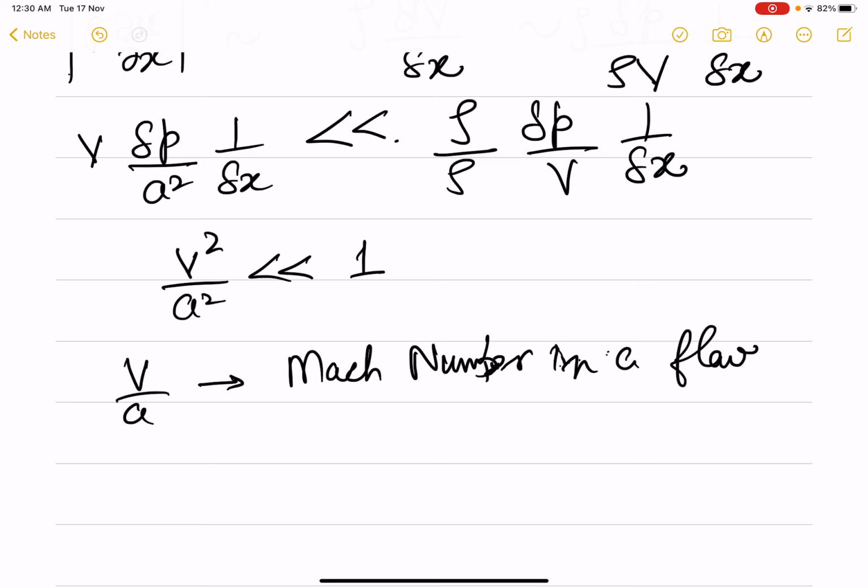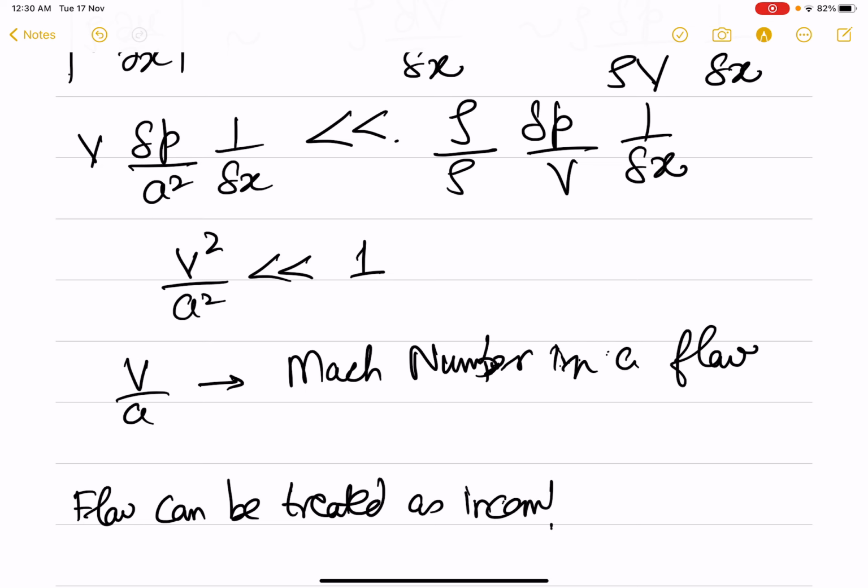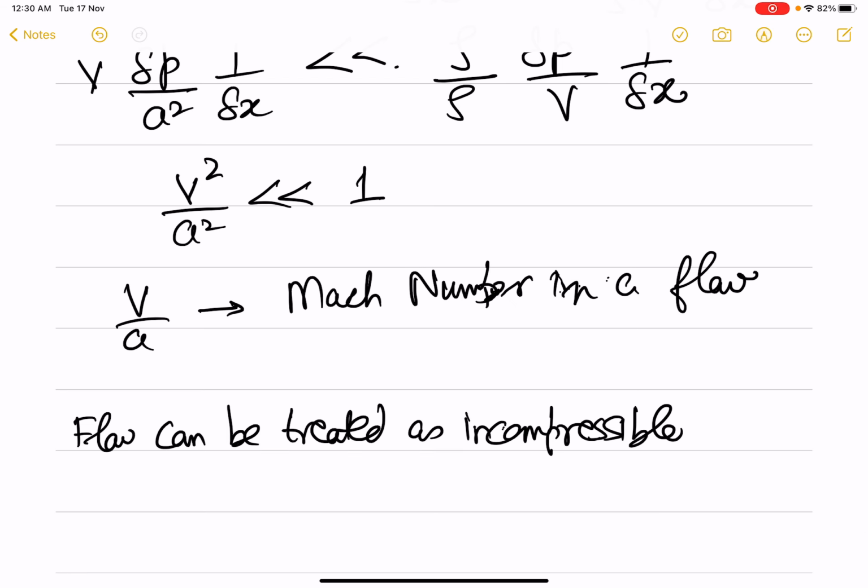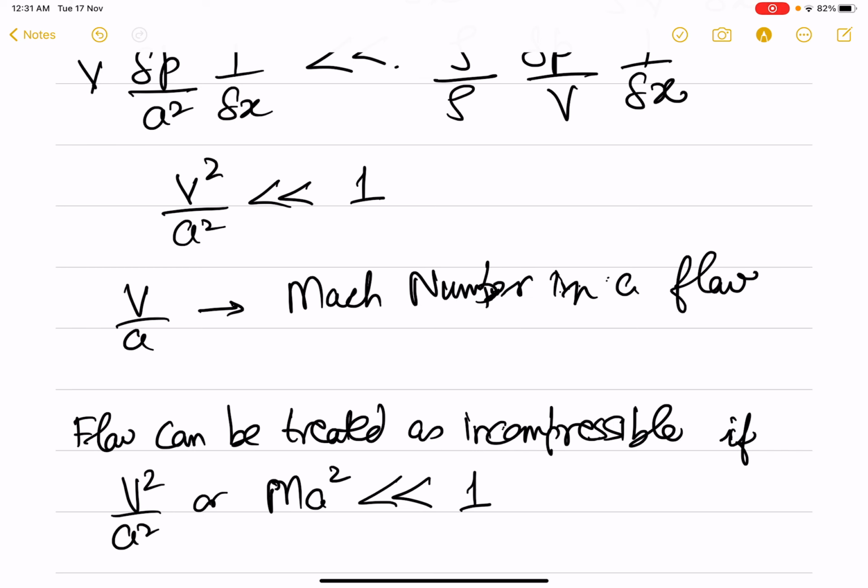This is one of the dimensionless numbers which we will talk of in the flow, and particularly when compressibility effects are important. So flow can be treated as incompressible if V square upon A square, or Mach number square, is much less than 1.